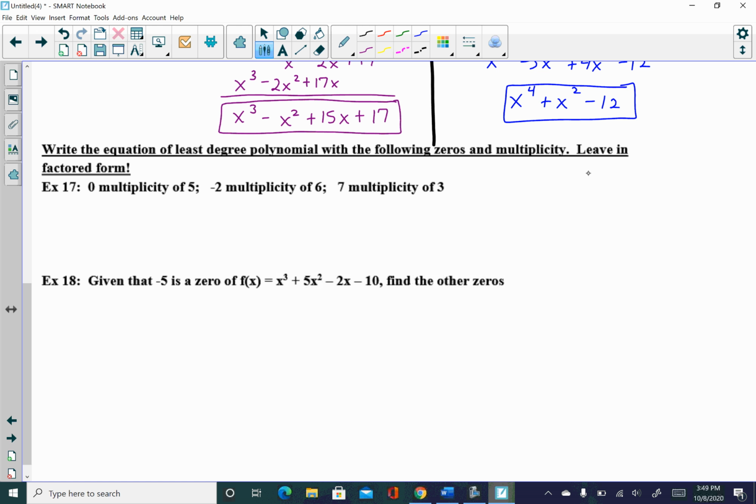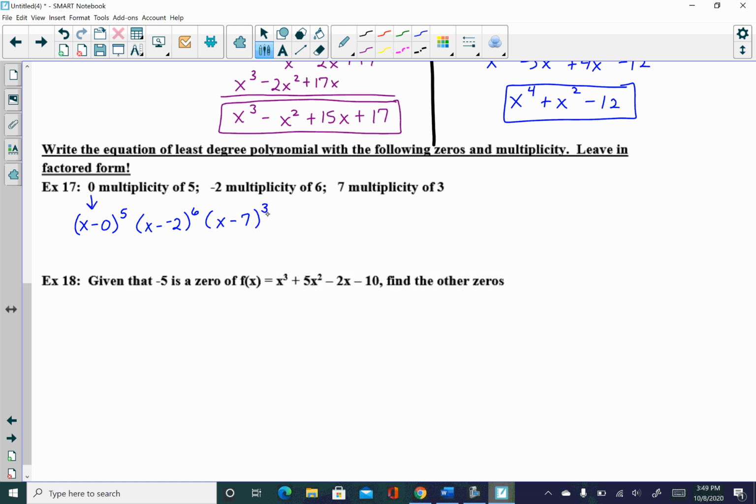So 0 is the 0, and it has a multiplicity of 5. So to write 0 as its factor, that would be x minus 0, and that would be raised to the 5th power. And we'll come back and clean this up in a moment. Negative 2 is a 0, so we'll have x minus a negative 2. It has a multiplicity of 6, so that means it's going to be raised to the 6th power. And then our final 0 is 7, so that would be x minus 7, and it has a multiplicity of 3.